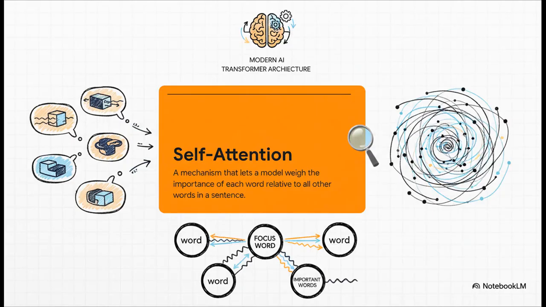The paper's big revolutionary idea was a mechanism called self-attention, and it totally flipped the script. Forget reading word by word, self-attention lets the model process every single word in a sentence at the exact same time. And for each of those words, it can look at all the other words to figure out which ones are most important for understanding its meaning in that specific context.